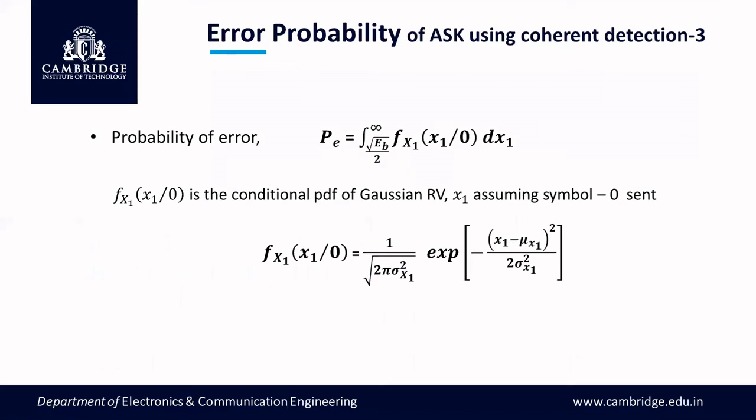We calculate the probability by integrating the probability density function, and I've given the condition also. Finally, the condition 0 indicates that the probability of error is computed when symbol 0 is transmitted. P is equal to the Q function of x, where x means the lower limit. Here the lower limit is root of Eb by n naught.